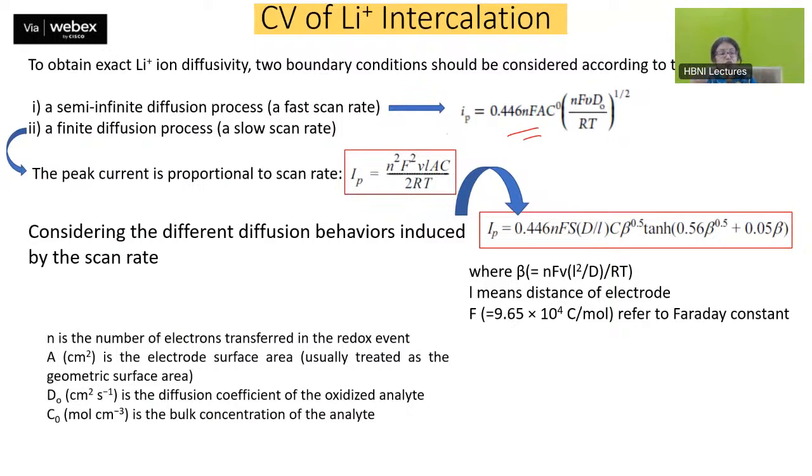But now if you have different diffusion behaviors induced by the scan rate, then you have a more complicated equation, as shown over here. You need not remember it, but just have in mind that this beta value, whatever you see over here, has your scan rate factored into it. And all the other constant values are the same as we explained in the case of the Randles-Sevcik equation. So from this particular slide, what you have to remember is these two equations: one for when you have a very fast scan rate and one for when you have a low scan rate.